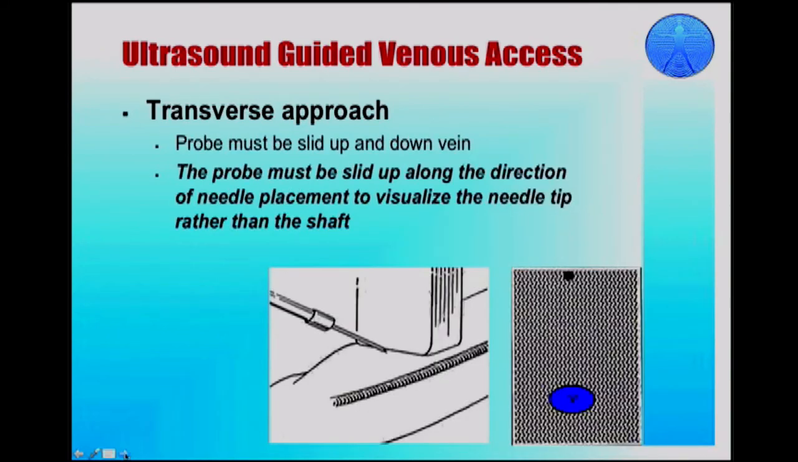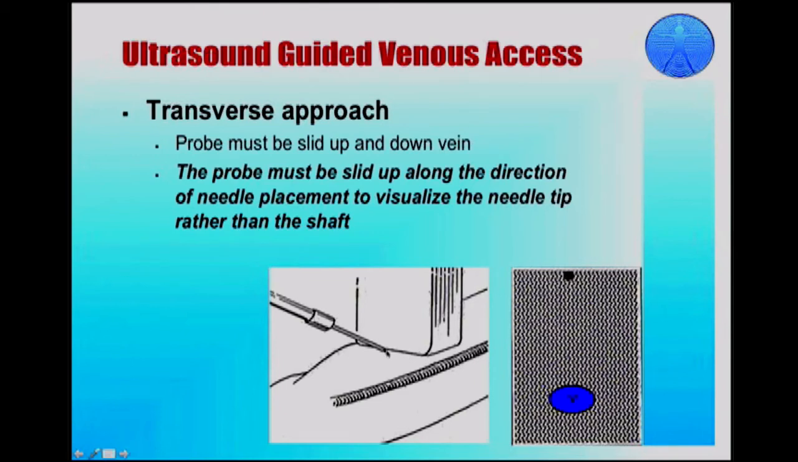Let's see what this looks like schematically. Here we have the probe across the vein. So we see the vein as a circle, and we have stuck the needle as close to the probe as possible, as superficial as possible, right underneath the probe, and we see the needle as a dot. Now, everybody will make the mistake of sticking the needle way back here. If you stick the needle way back here and you're not inserted into the skin very far, you will not see this dot at the top of the screen.